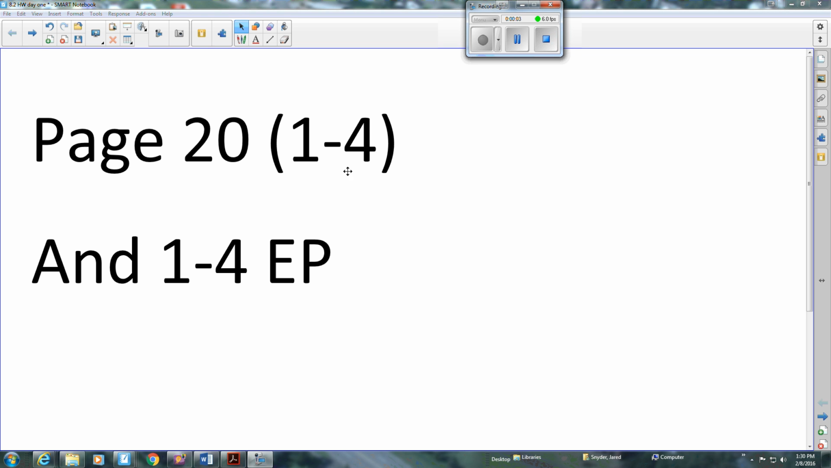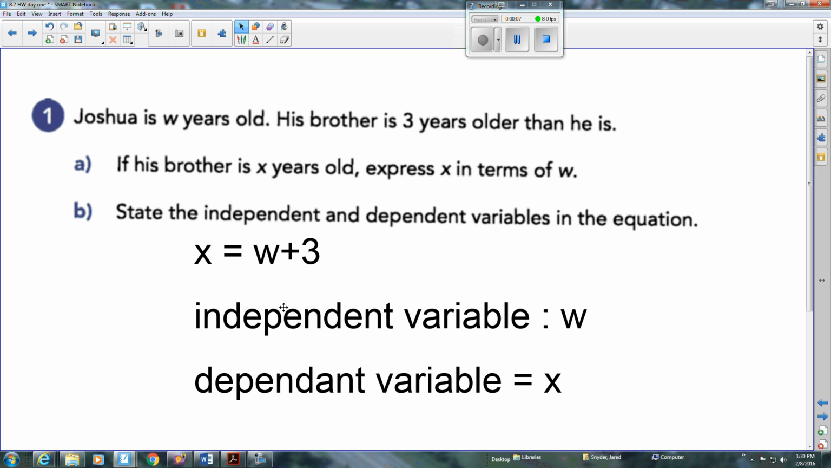Okay, so this is page 20, 1 through 4, and the extra practice 1 through 4. It says Joshua is W years old. His brother is 3 years older than he is. If Josh is X, express X in terms of W. Okay? And the way that we would do that is X equals W plus 3. So what are we doing to the W to get to the X? Well, W plus 3 equals X.